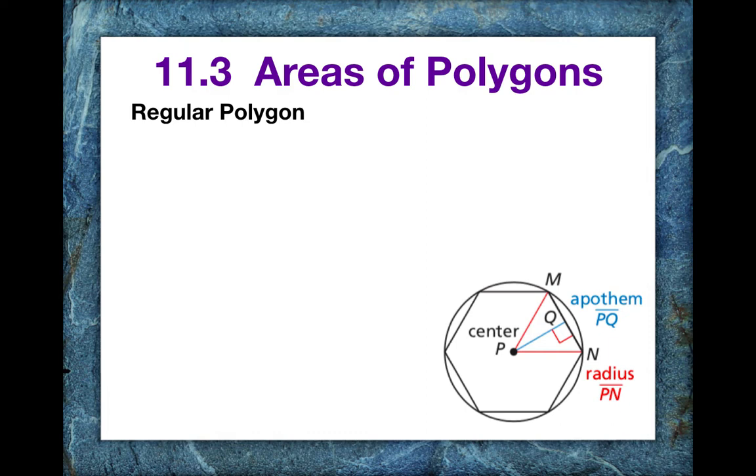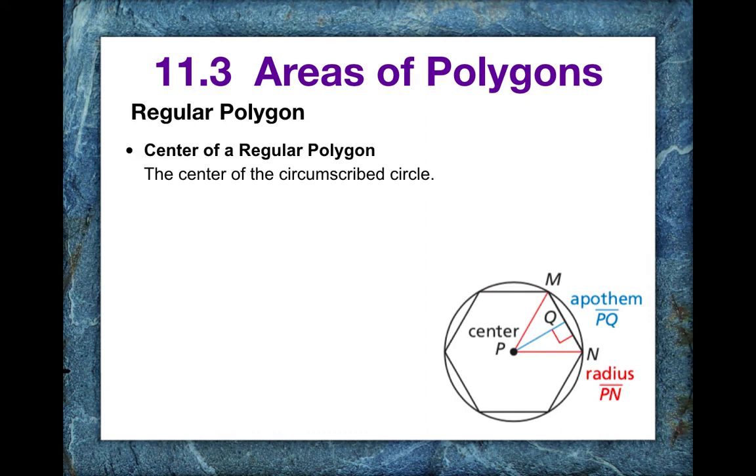Here I have a regular polygon. It's six-sided, so it's a hexagon, and I draw a circle that circumscribes around this regular polygon, so it hits all of the vertices. The center of a regular polygon is the center of the circumscribed circle. So on a regular polygon, this is the center.